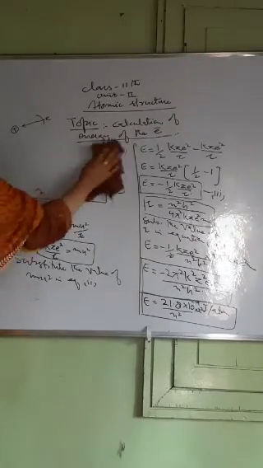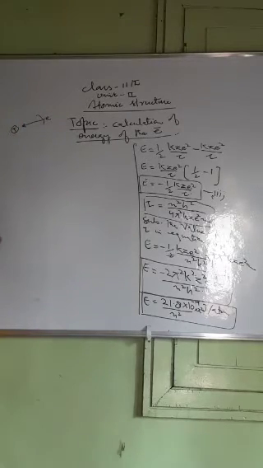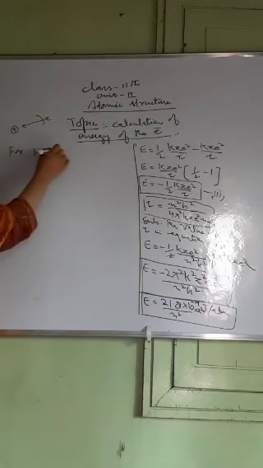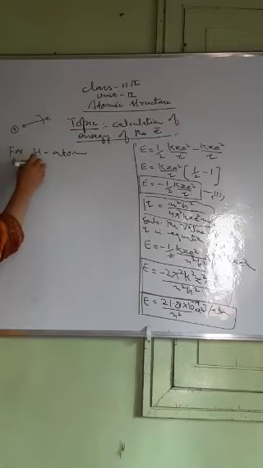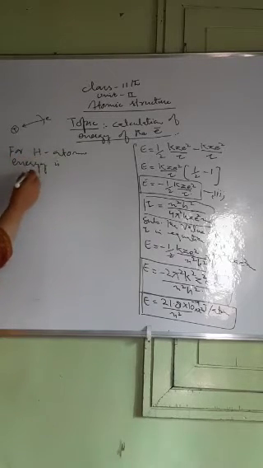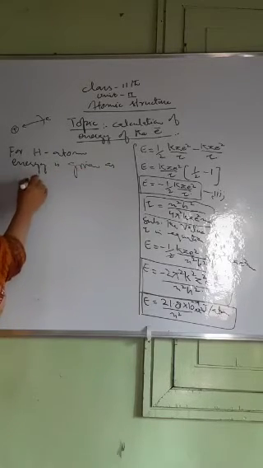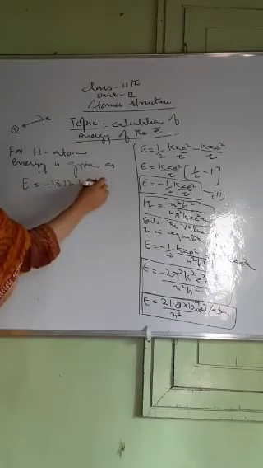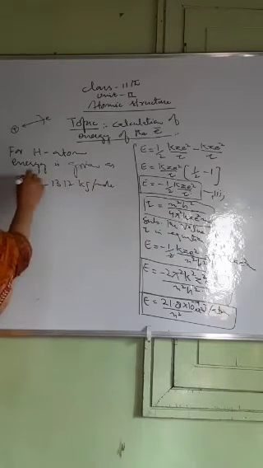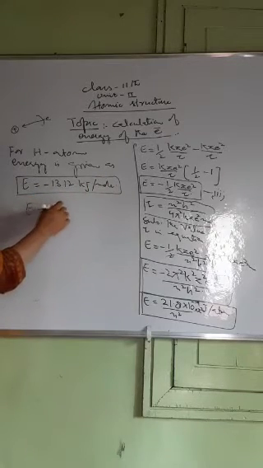For the hydrogen atom, energy of the electron is given as E is equal to minus 1312 kilojoule per mole. This is for the hydrogen atom, and for hydrogen like species we have minus 13.